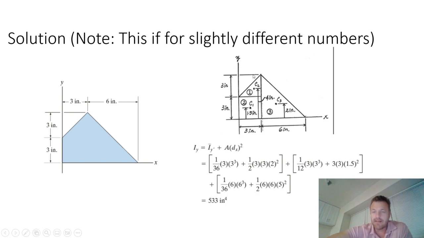But either way, what I'm interested in is, if I were to draw a vertical line through the centroid, note that it is going to be 2 inches away from the y-axis. That's that perpendicular distance, so that's where that 2 is coming from. So area times the perpendicular distance squared.